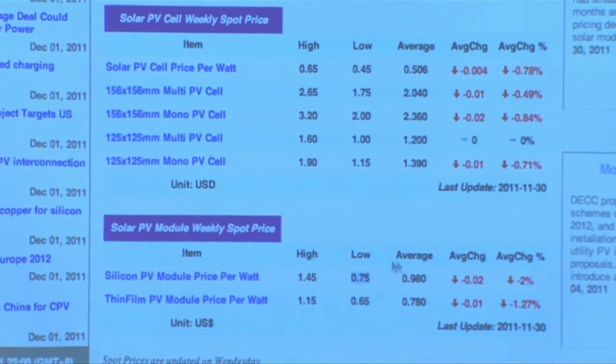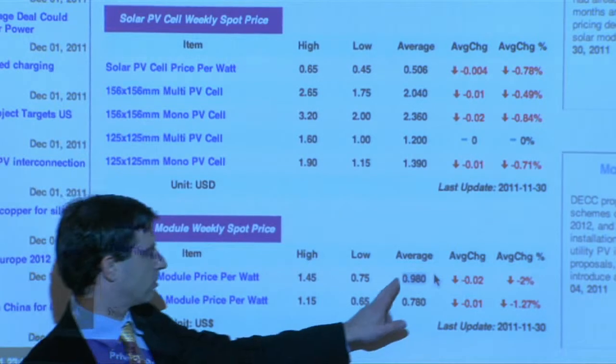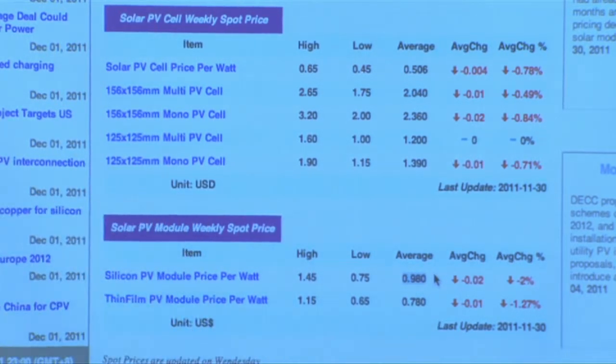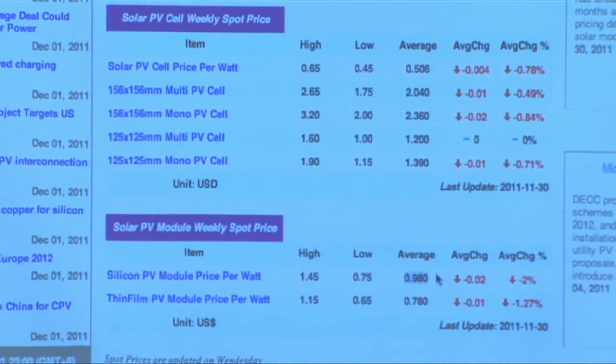This average right here is more representative of what Chinese tier 1 manufacturers are currently selling for and what many of the US and European, say, average module makers are having to compete against with costs on the order of $1.30. That's the constriction right now.